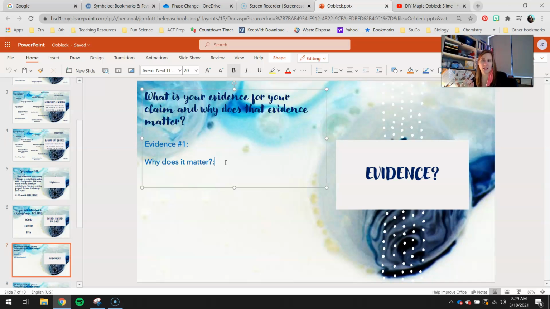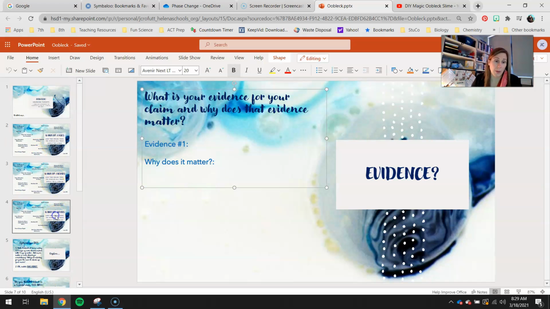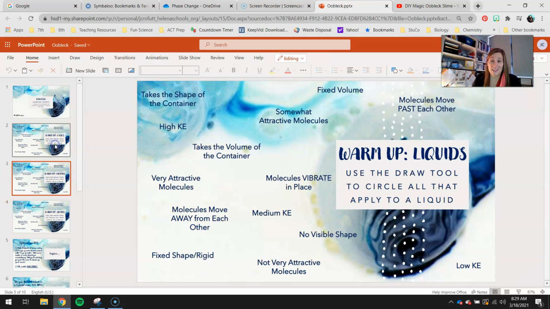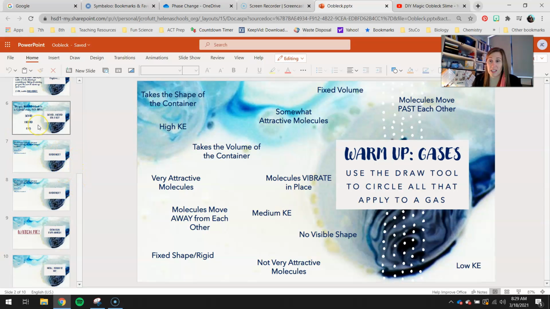What do we know about solids, liquids, or gases? If you're claiming that Oobleck is a solid and you're using her tapping her fingers on the top as your evidence, why does that evidence matter? What do we know about solids that says, all right, this thing that I observed means that it's a solid because I know this about solids? You can refer back to your warm-up where you talked about a solid, a liquid, or a gas, or you can refer back to your phases of matter from the last lesson.